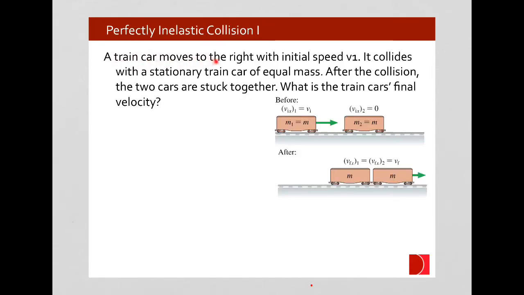We have a train car that's moving to the right with an initial speed v1. It collides with a stationary train car of equal mass. After the collision, the two cars are stuck together. What is the train car's final velocity?